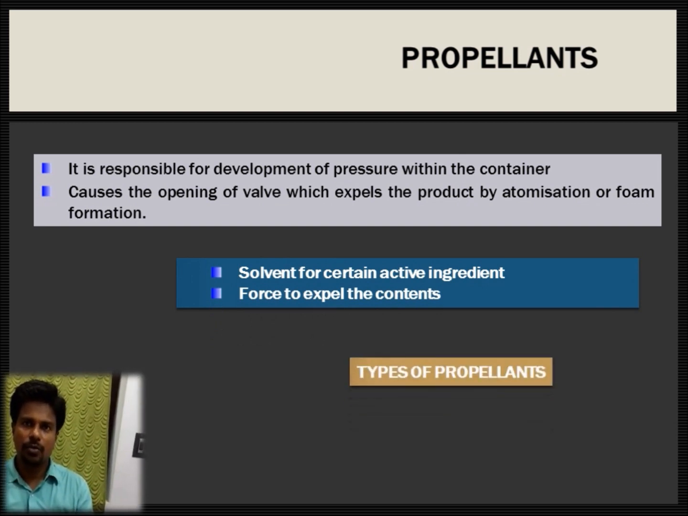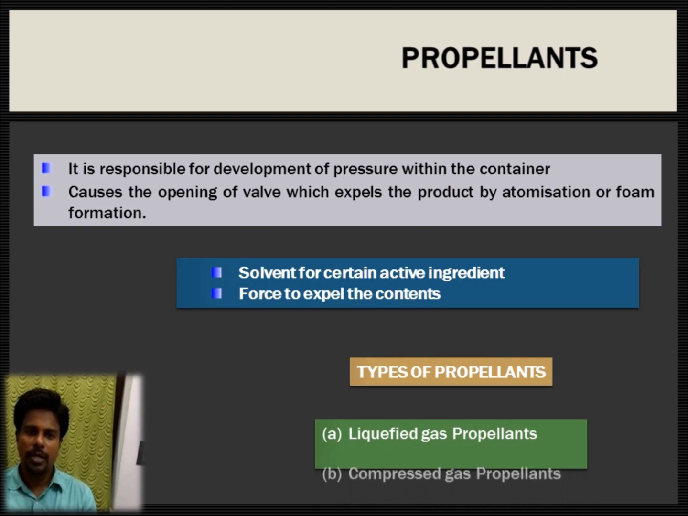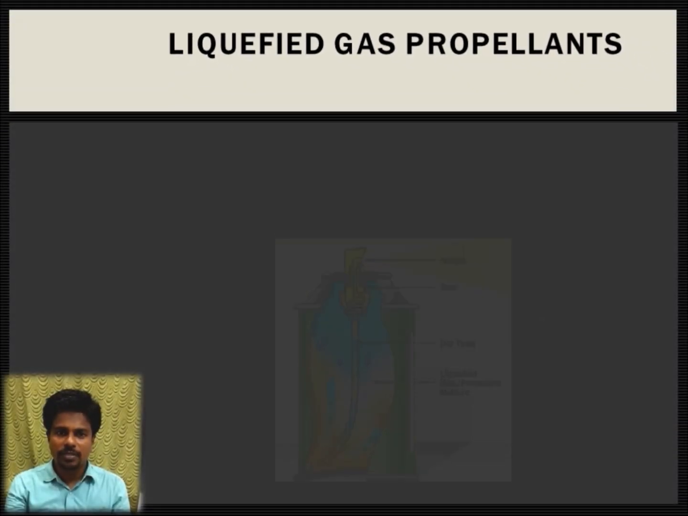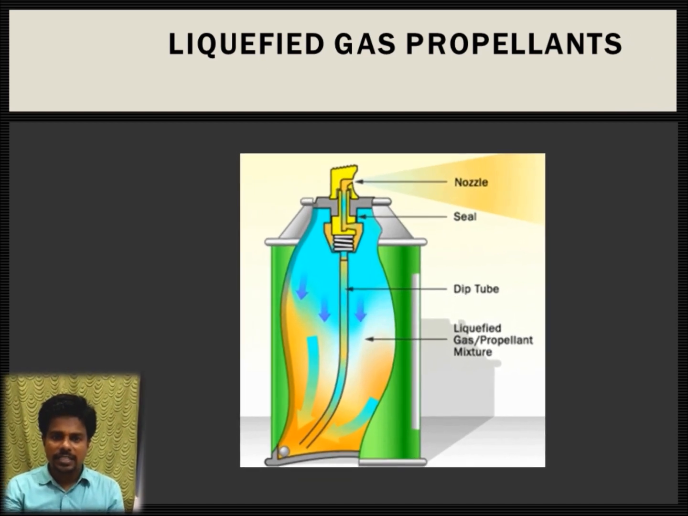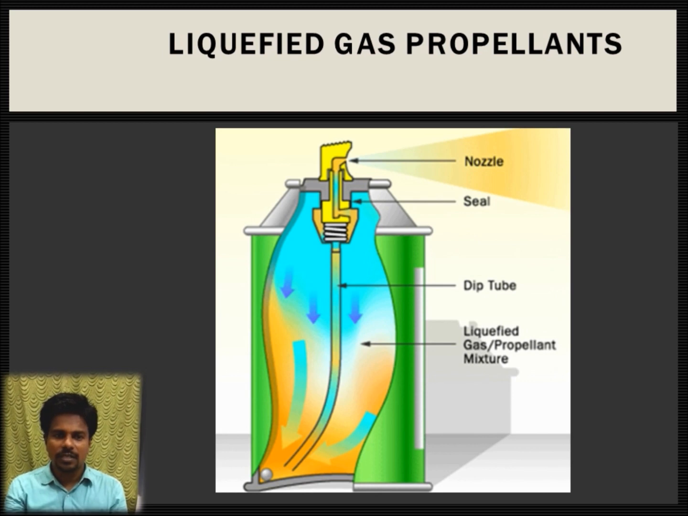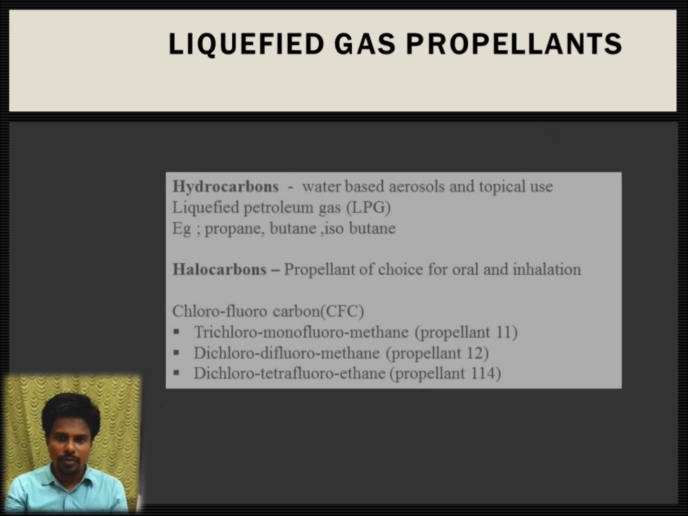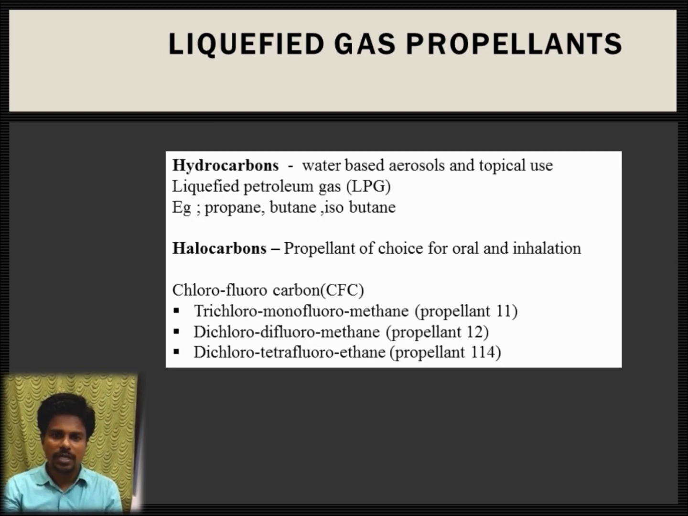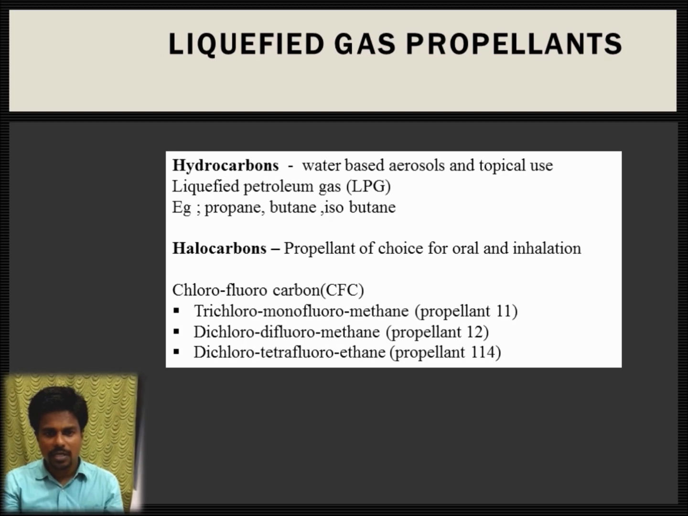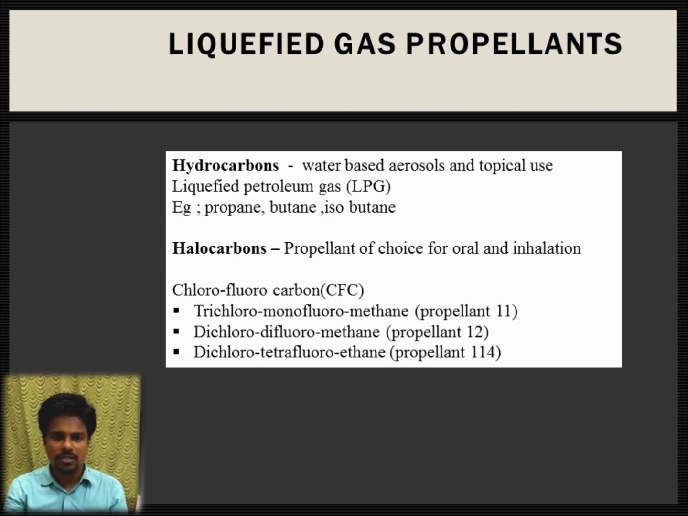Types of propellants: there are two types, liquefied gas propellants and compressed gas propellants. First we see liquefied propellants. These are gases that exist as liquid under pressure, and the headspace is filled with the gas. There are two types of liquefied gas propellants, hydrocarbons and halocarbons. Hydrocarbons are used for water-based aerosols and topical aerosols. Halocarbons are the choice for oral aerosols and inhalation aerosols.